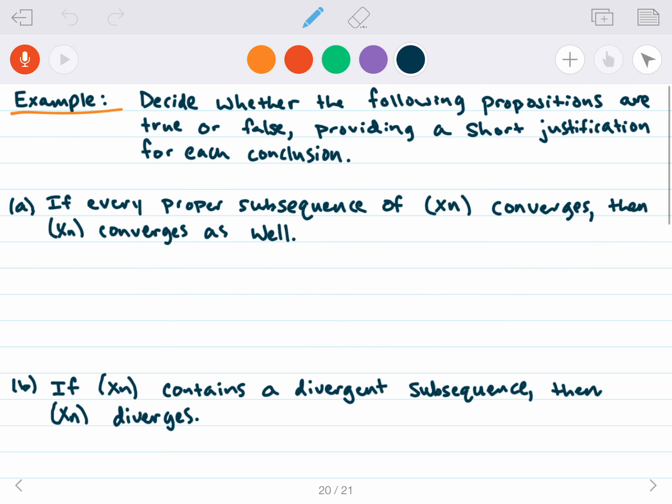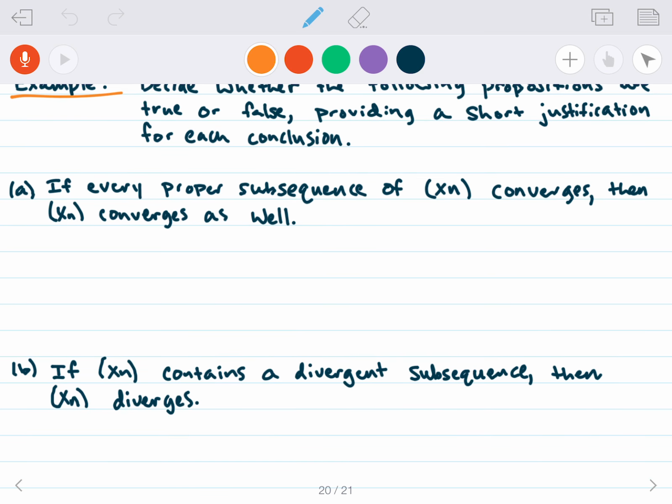So the last thing I want to do is go through a sort of summary of what we've talked about. So decide whether the following propositions are true or false. So let's look at part A. If every proper subsequence of a sequence converges, then that original sequence converges as well. And that's going to be true by Theorem 3.7.